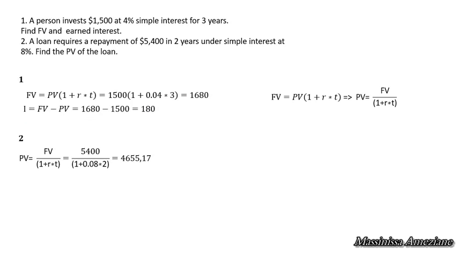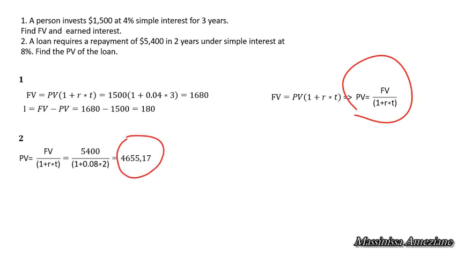Now for the second example, you have a loan that requires a repayment, which means the future value of this loan is 5,400 in 2 years, and you pay 8% as interest rate. Now we need to find the present value of the loan, how much you will get today. So how to get this? We apply the second formula, this one. So the present value equals future value, which is 5,400, divided by 1 plus the interest, which is 0.08, times T, number of years, 2 years.